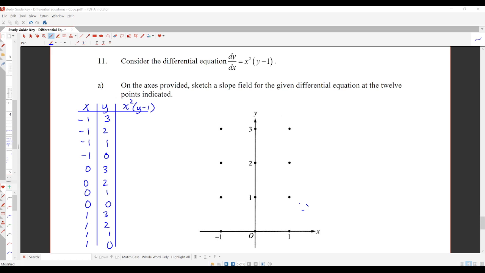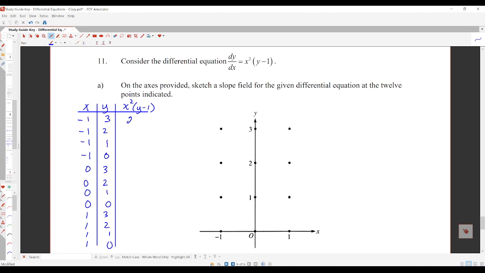Okay, let's start with number 11. So over here it says on the axis provided, sketch a slope field for the given differential equation at the 12 points indicated. So I already constructed my table with those 12 points, starting with -1, 3. So now what we're going to do is square the x and multiply by 1 less than the y. So squaring the x in this entire column right here, these first 4 will give me +1. So multiplying that by y minus 1, I can just go y minus 1.